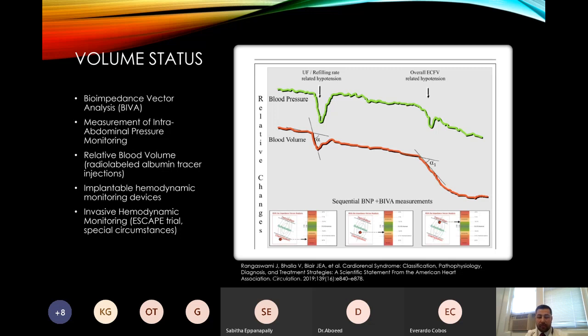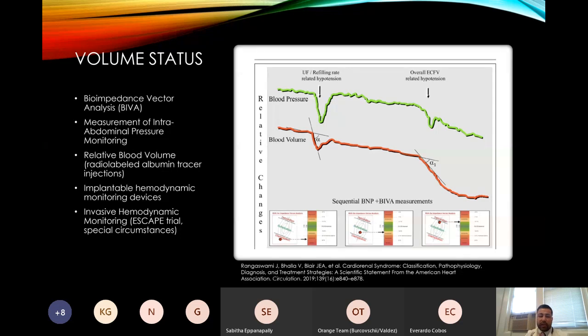There's also implantable hemodynamic monitoring devices. They can assess transthoracic impedance as a measure of pulmonary fluid status. The last one on here is actually not recommended, but I want you to know because it has been well studied. It would be invasive hemodynamic monitoring, and this was well demonstrated in the ESCAPE trial. It's not recommended in acute heart failure.